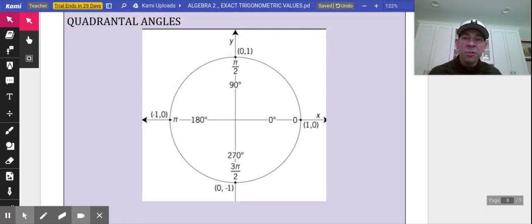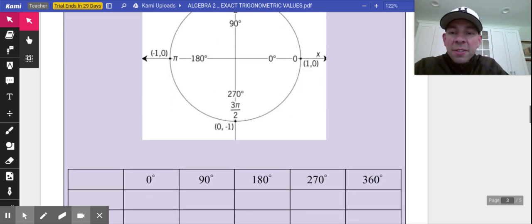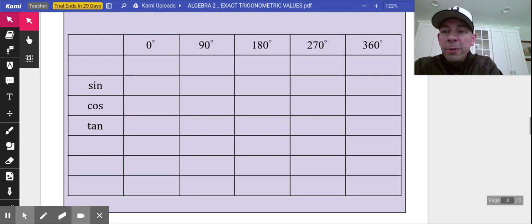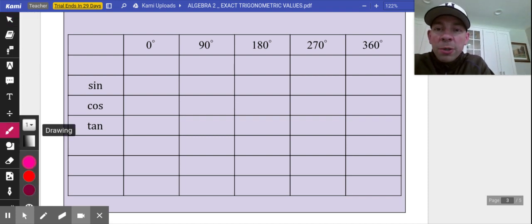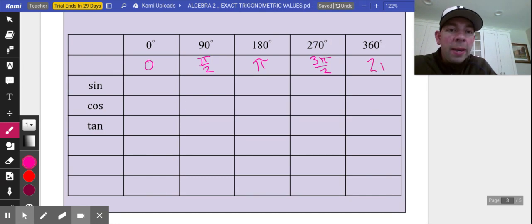Okay, now we're going to zoom in and kind of focus our attention on a special group of angles called quadrantal angles. These are angles that fall on an axis, and they don't fall in a specific quadrant. They don't really belong to a quadrant. So, okay, we could first convert these to radians. So 0 degrees is 0 radians, 90 is pi over 2, 180 is just pi, 270 is 3 pi over 2, and 360 is going to be just 2 pi.